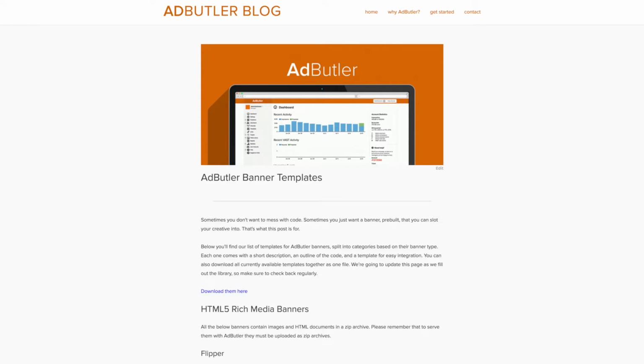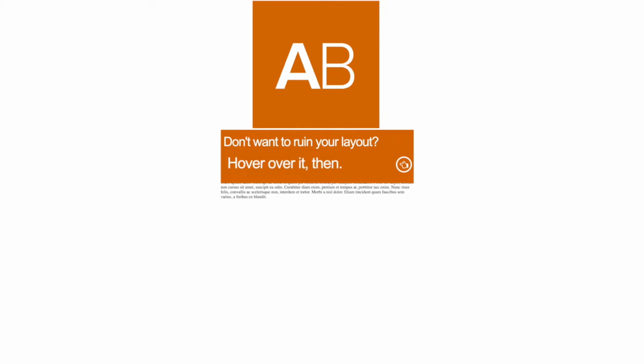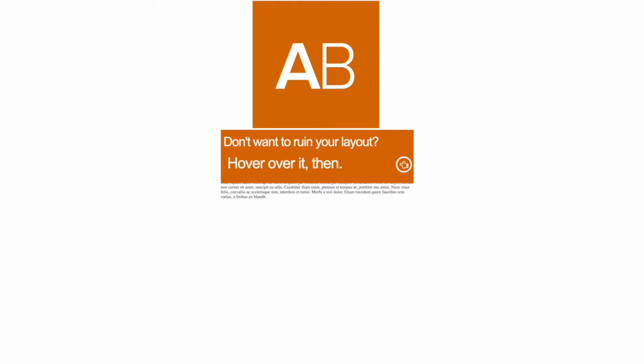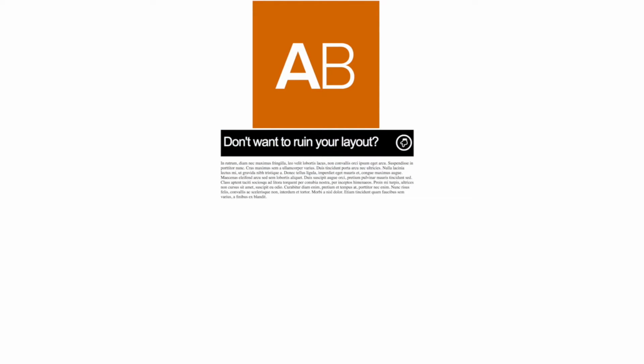Let's start with image banners. Image banners comprise the majority of internet advertising out there, and they have 3 key characteristics. They're static, they're lightweight, and they're compatible with basically everything. Now, just because an image banner is static doesn't mean it can't be animated. You can always deliver an animated GIF, for example.